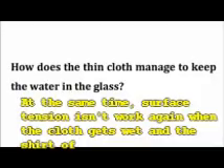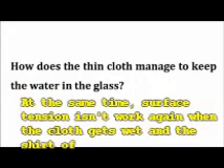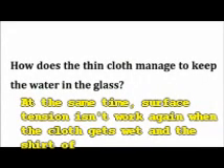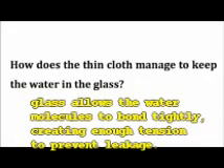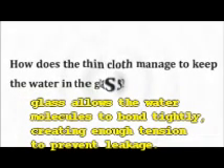At the same time, surface tension is at work again. When the webbing of the cloth gets wet and is stretched over the glass, it allows the water molecules to bond tightly, creating enough tension to prevent leaking.